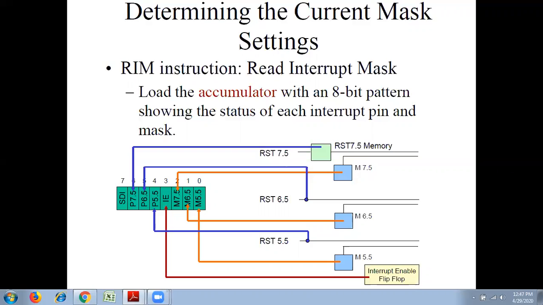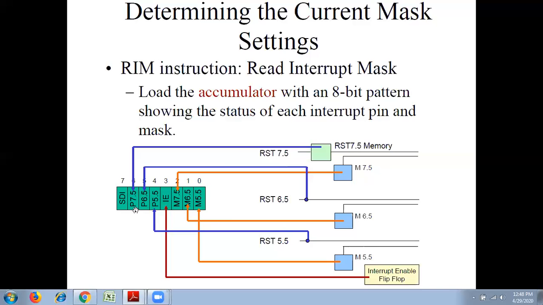First, the RIM instruction. It stands for Read Interrupt Mask, and it will load the accumulator with an 8-bit pattern showing the status of each interrupt pin and the mask. What is actually going on is shown here in this picture. You know that there are a total of three types of RSTs. Those are considered vectored interrupts, that is RST 7.5, 6.5, and 5.5. Those are the corresponding masking bits, shown in the case of the RIM instruction.